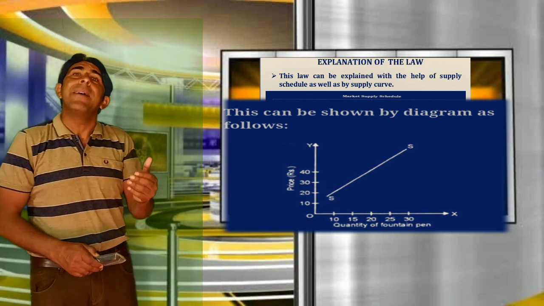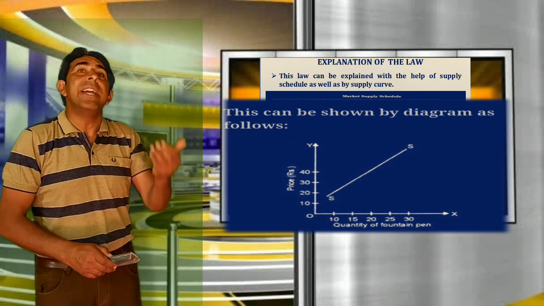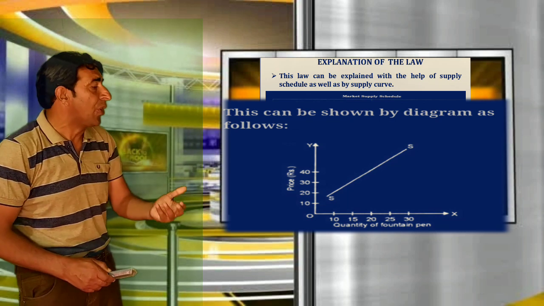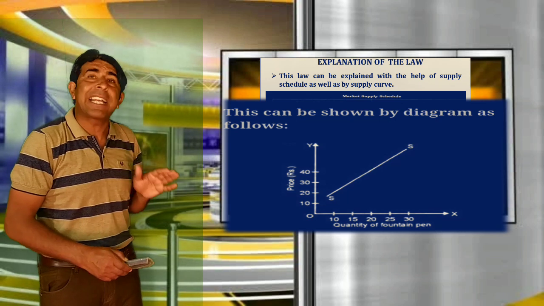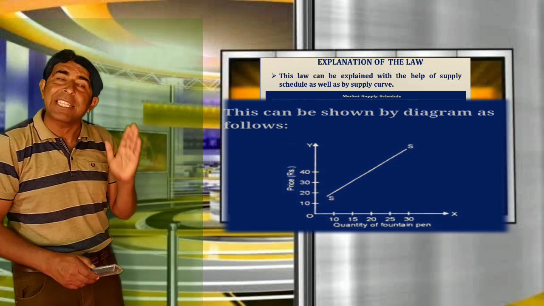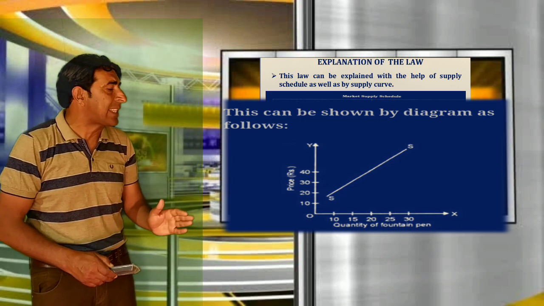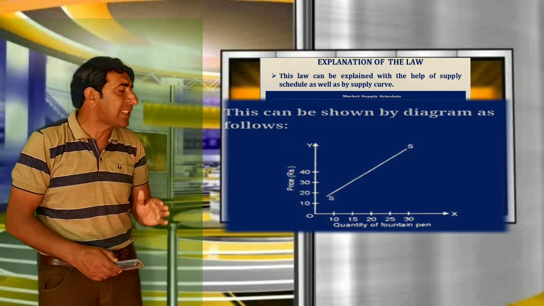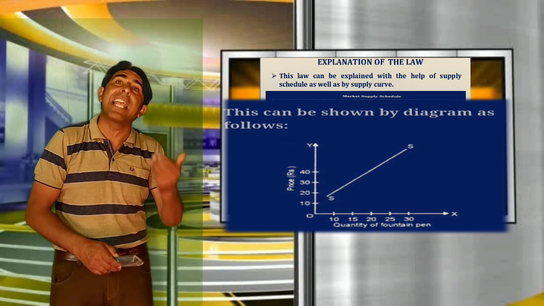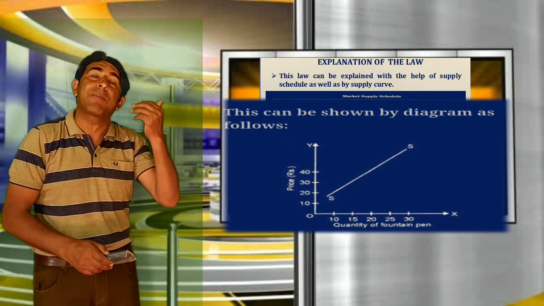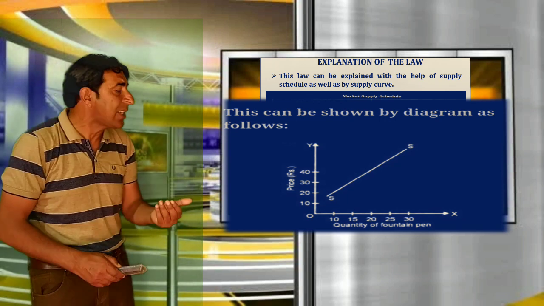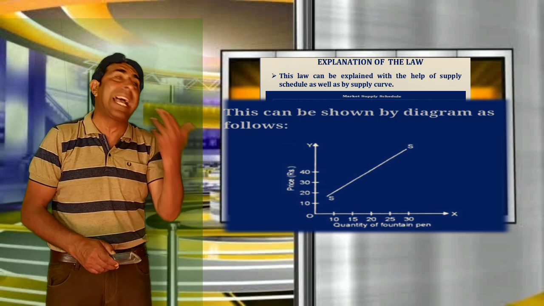We are saying that the supply curve is nothing but a graphical representation of the supply schedule. We have the two axes: the x-axis, or horizontal axis, and the vertical axis, or y-axis. Along the horizontal axis, we are taking the quantity of fountain pens, or units supplied of the commodity.